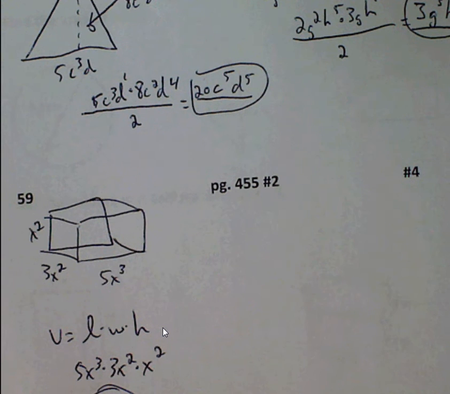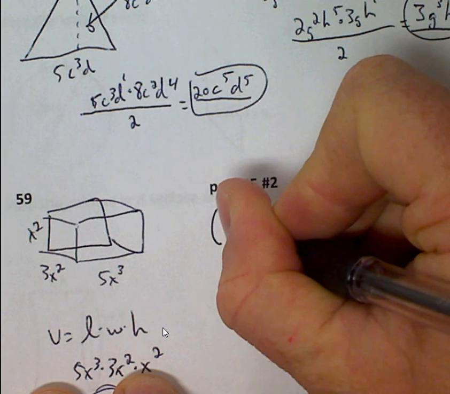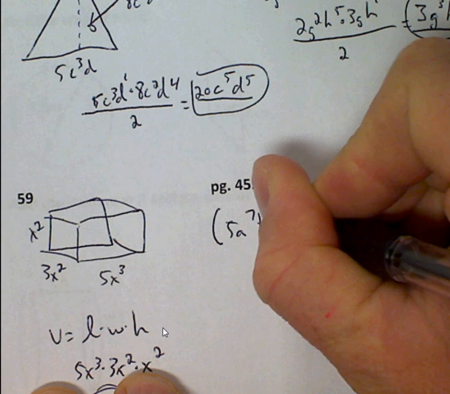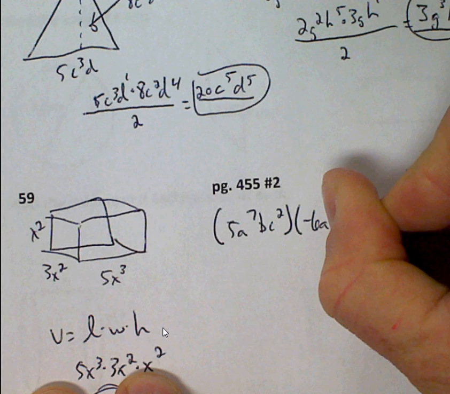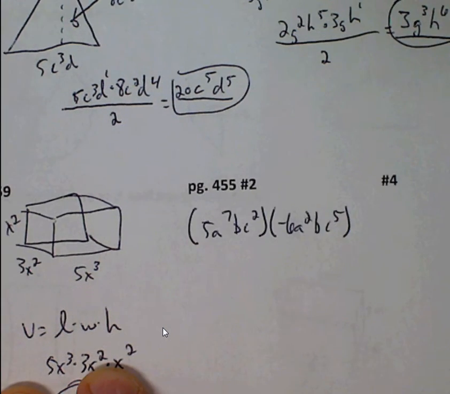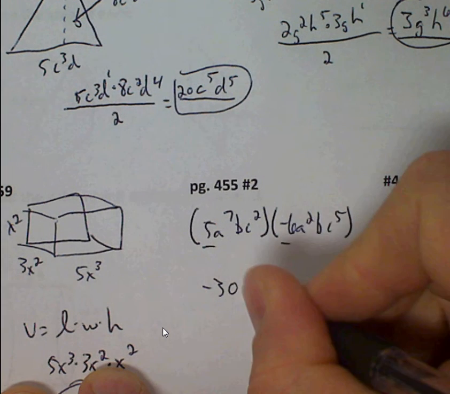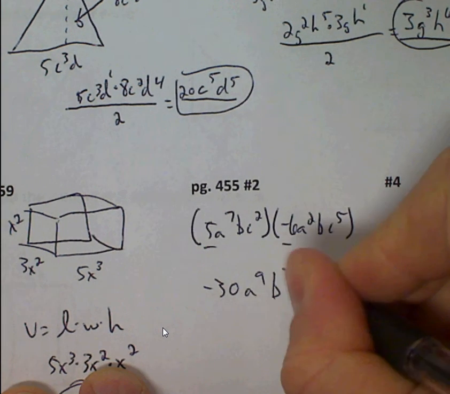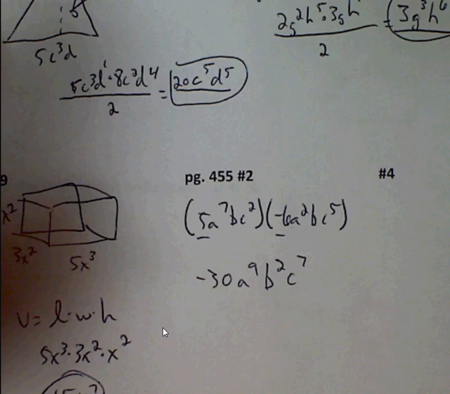Page 455, number 2. We have to simplify 5a to the 7b c squared times negative 6 a squared b c to the 5. We multiply the front numbers, that's negative 30. a to the 7, a squared is a to the 9. b becomes b squared. c squared, c to the 5 becomes c to the 7th. And we're done.